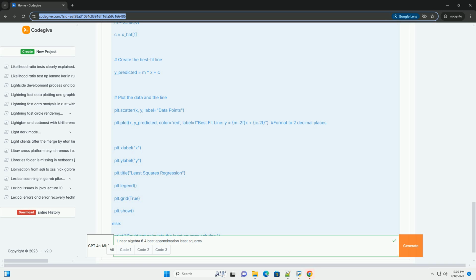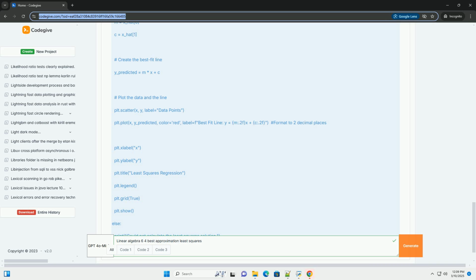Method 2: numpy's lstsq. np.linalg.lstsq is a more robust and recommended way to find the least squares solution. It uses more advanced numerical algorithms that are less sensitive to ill-conditioned matrices. It returns the solution, residuals, rank, and singular values.